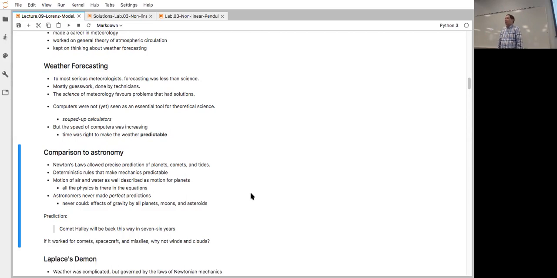Now, astronomers never made perfect predictions. There were always extra perturbations. If you're trying to study the motion of the planets, you'll start with a few of the big planets and the sun. But there are other planets that will perturb the motion a little bit. There's a little gravity from all the little moons around the planets and all the asteroids as well. But those are corrections, small perturbations to the main solution.